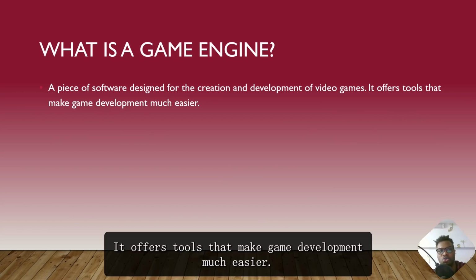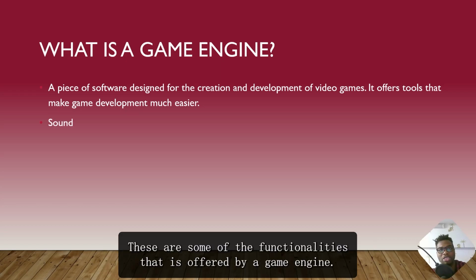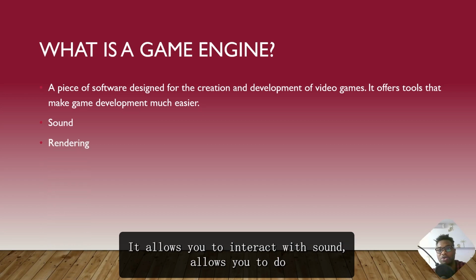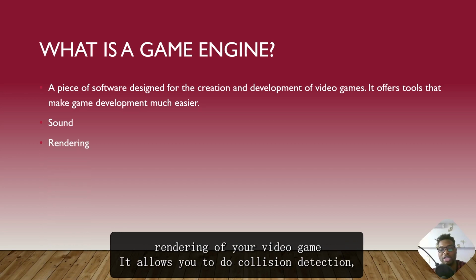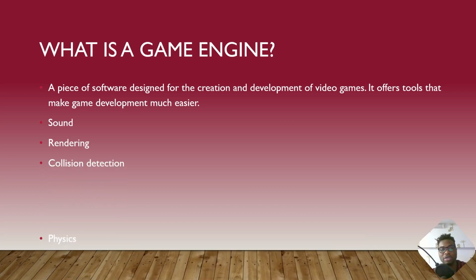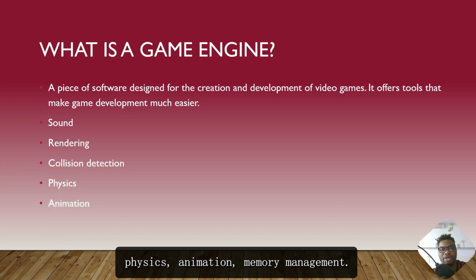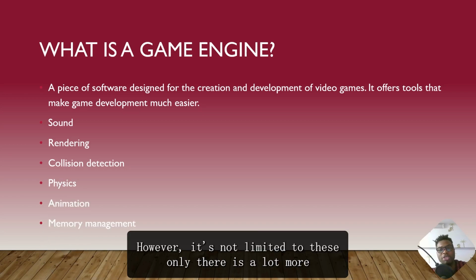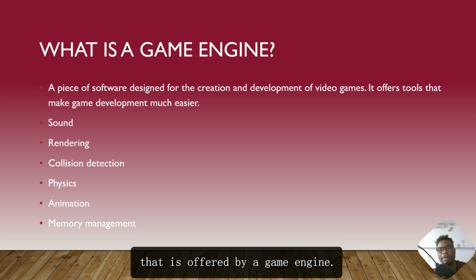It offers tools that make game development much easier. These are some of the functionalities offered by a game engine. It allows you to interact with sound. It allows you to do rendering of your video game. It allows you to do collision detection, physics, animation, memory management. However, it's not limited to these only. There are a lot more that is offered by a game engine.